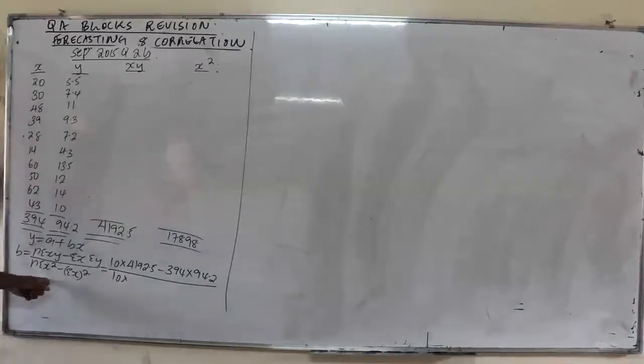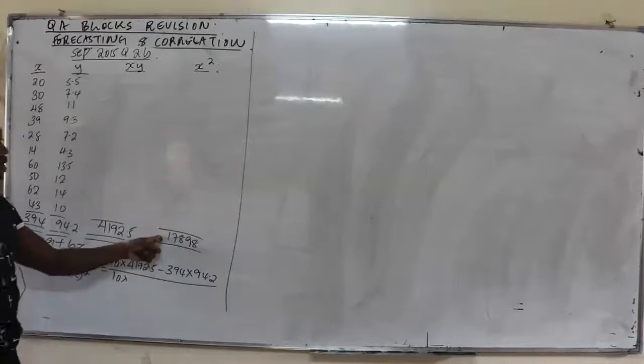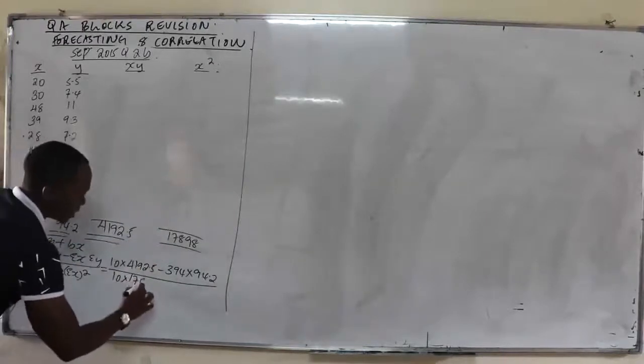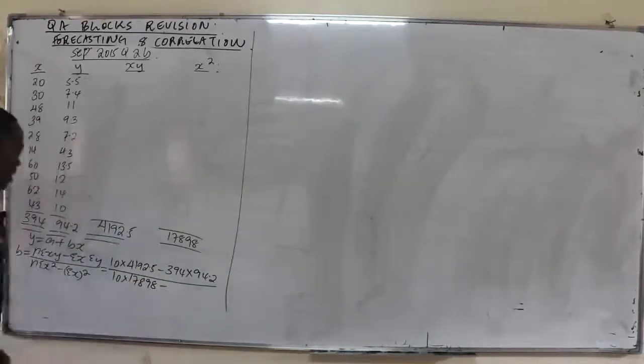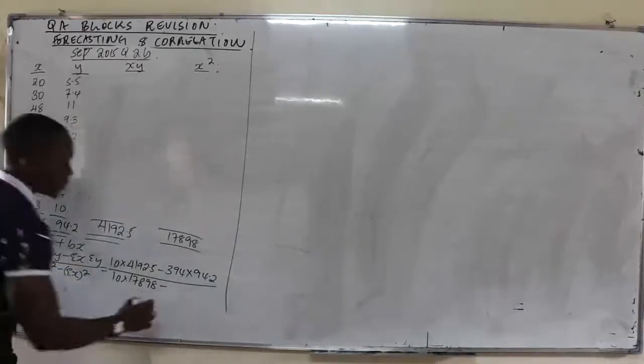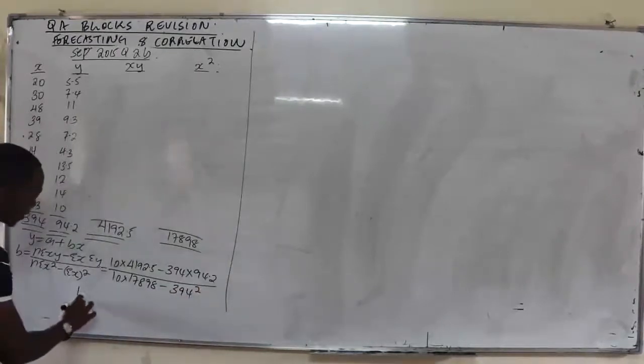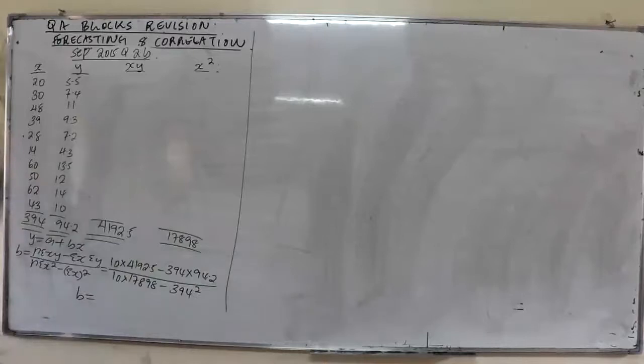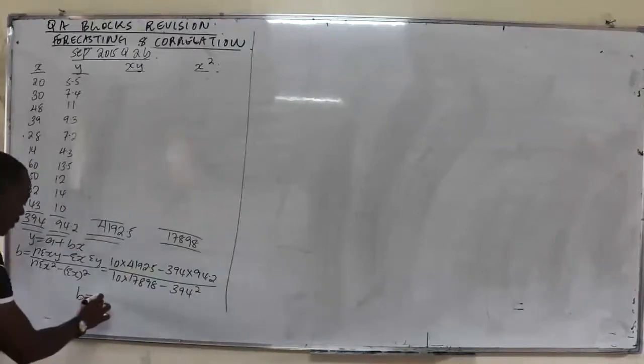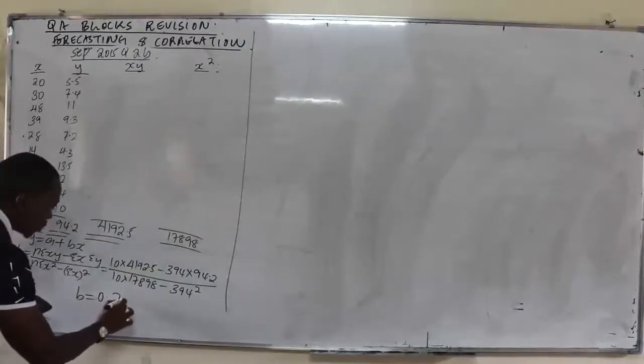Summation of X squared, we have summation of X squared, which is 17,898 minus, you take the summation of X, then you square, and summation of X was 394. 394 square. Therefore, your B will be 0.20.